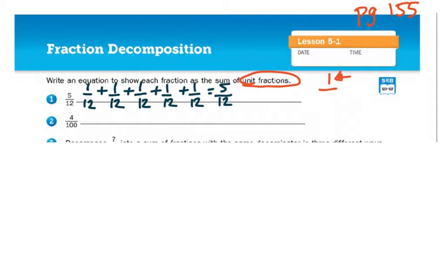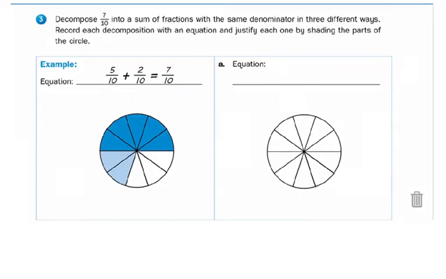Let's take number 2. For number 2, our denominator is going to be 100 throughout this problem. And in order for it to be a unit fraction, our numerator has to be 1. So to get 4/100ths, we have to add together 1/100th plus 1/100th plus 1/100th plus 1/100th gives me a sum of 4/100ths.